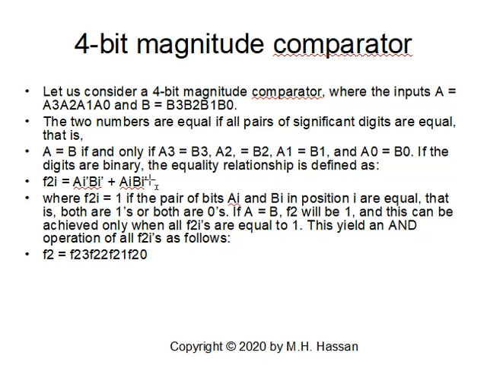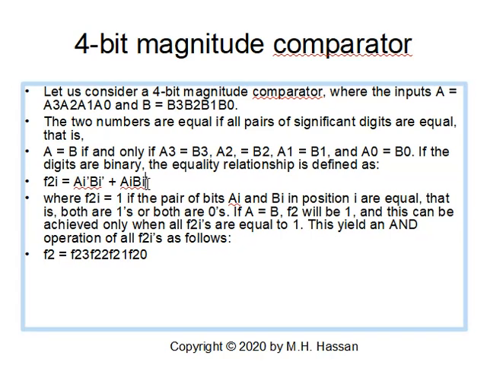I do believe there is a typo here. So it is AiBi, where F2i will be equal to 1 if the paired bits Ai and Bi in position i are equal. That is, both are 1s or both are 0s. If A is equal to B, F2 will be 1, and this can be achieved only when all the F2i's are equal to 1.